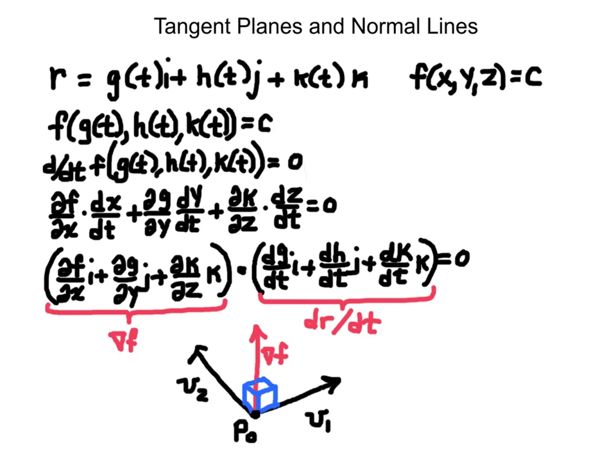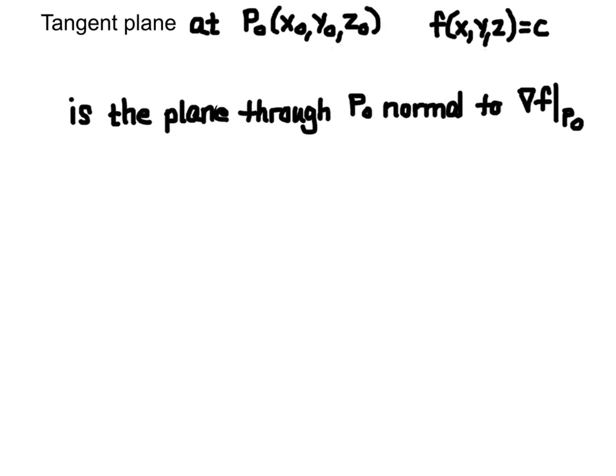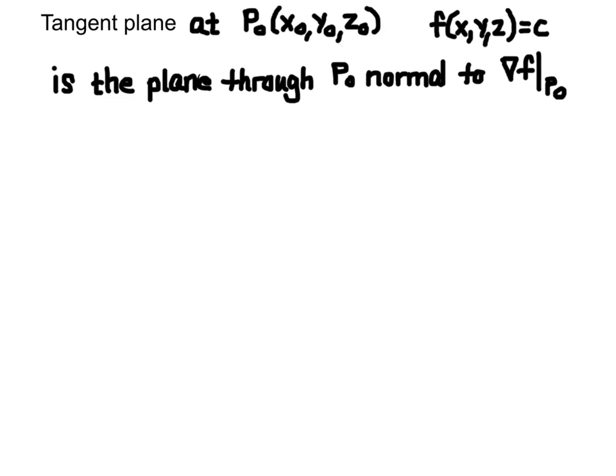Let's look at the definition of the tangent plane at a point. The tangent plane at the point P naught on the level surface f of x, y, z equal to a constant, and f is a differentiable function, is the plane through P naught normal to the gradient at P naught. So this is the definition of the tangent plane.